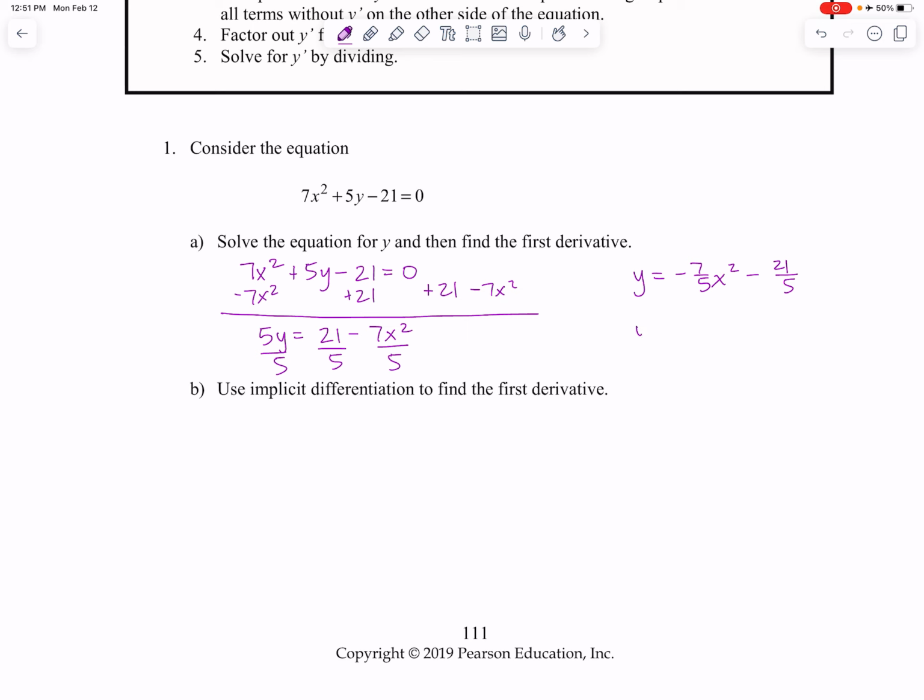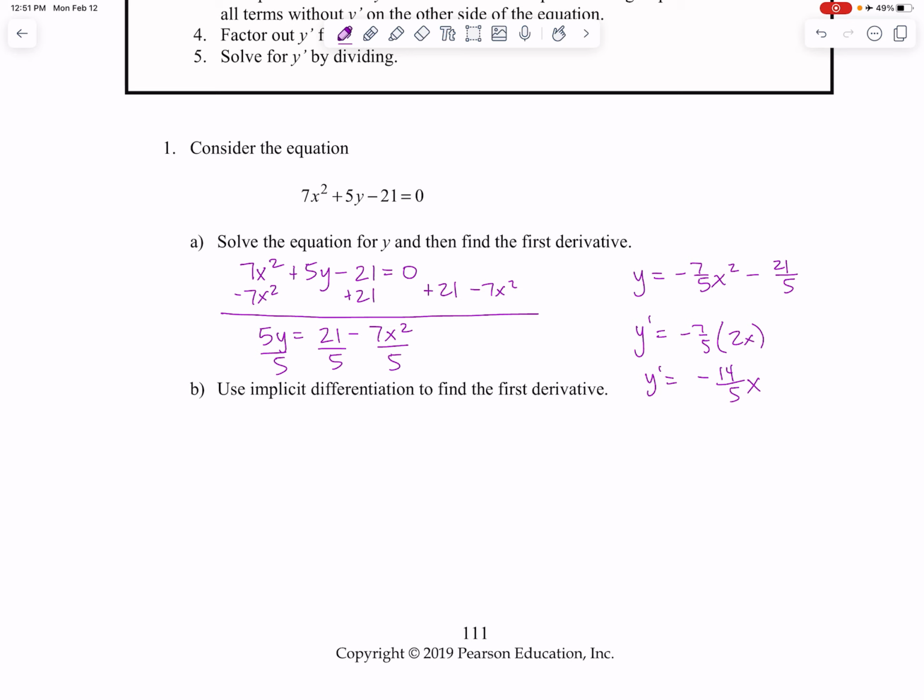So y prime, the derivative of negative 7 over 5 x squared is going to be 2x. That's going to become a 0, so y prime is negative 14 over 5 x. There's our derivative. That's finding it the way we're most comfortable with, what we've just learned in the past few weeks.